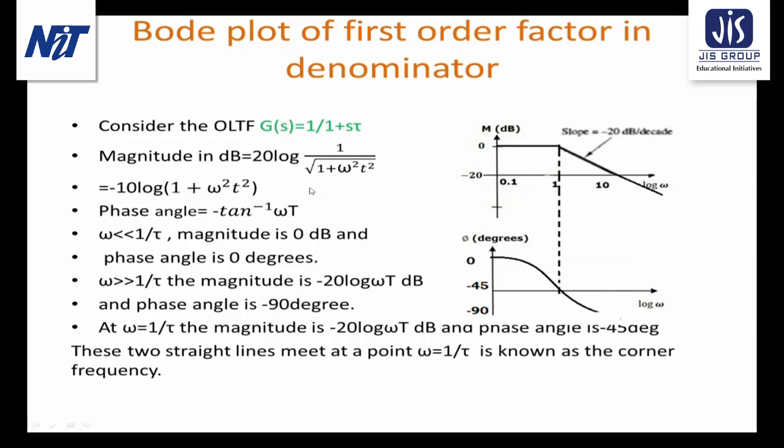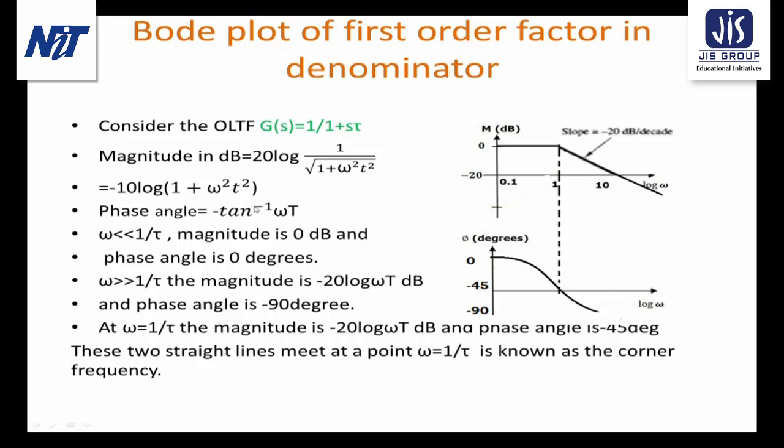And if we solve this, then we will get, as a square root is there, it is actually to the power half. So it becomes minus 10 log 1 plus omega square t square. Now it is a summation of two terms, and the phase angle becomes minus tan inverse omega t.